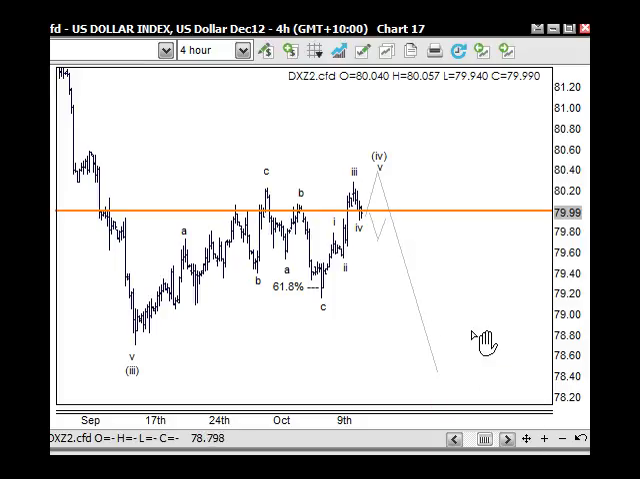Now, this is important for indices, commodities, and of course currencies as well. So they will just be doing the mirror opposite basically. So there you go.